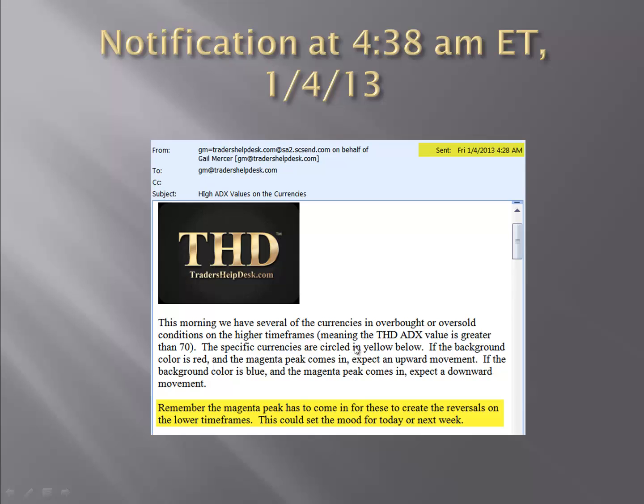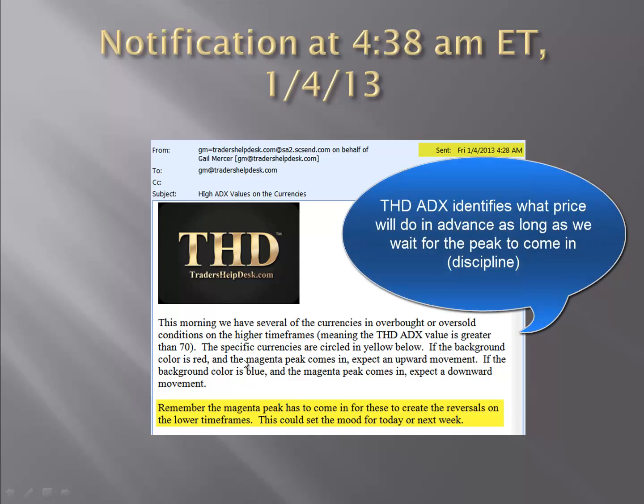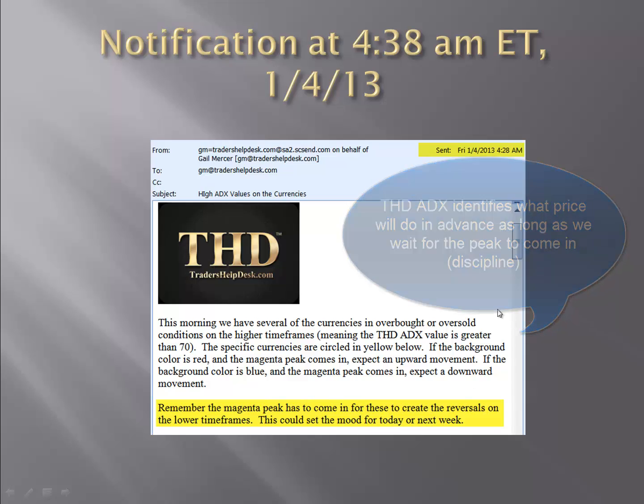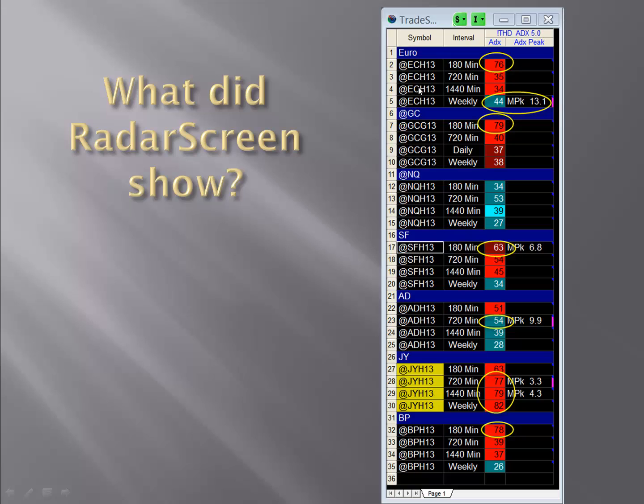These specific currencies, and I did include gold, were circled in yellow, and I went on to explain what to expect. Now, I also reminded my users that the Magenta Peak had to come in for these to create the reversals on the lower time frames. This could set the mood for Friday or for next week. So the futures portion of it, as you can see over on the right hand side, the euro was circled, the gold market was circled, the Swiss franc, the Aussie.